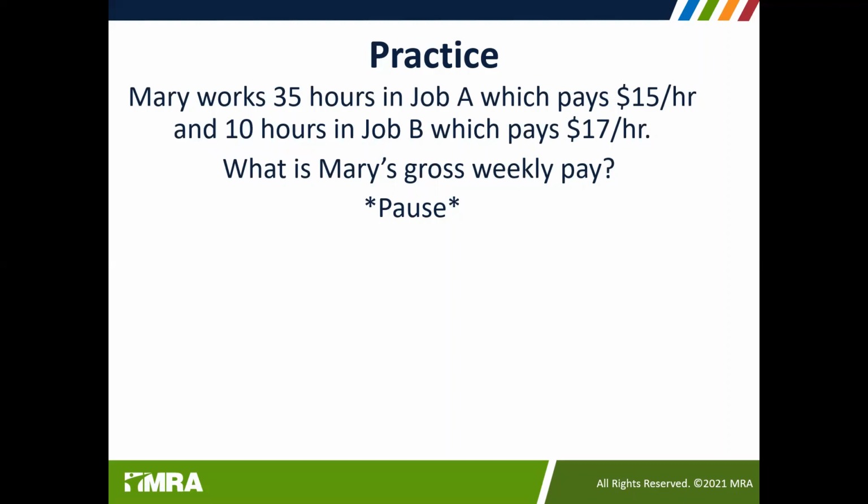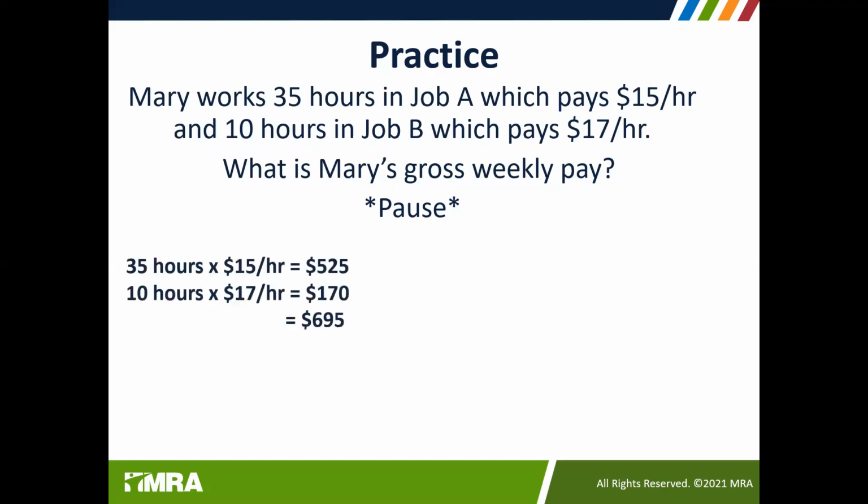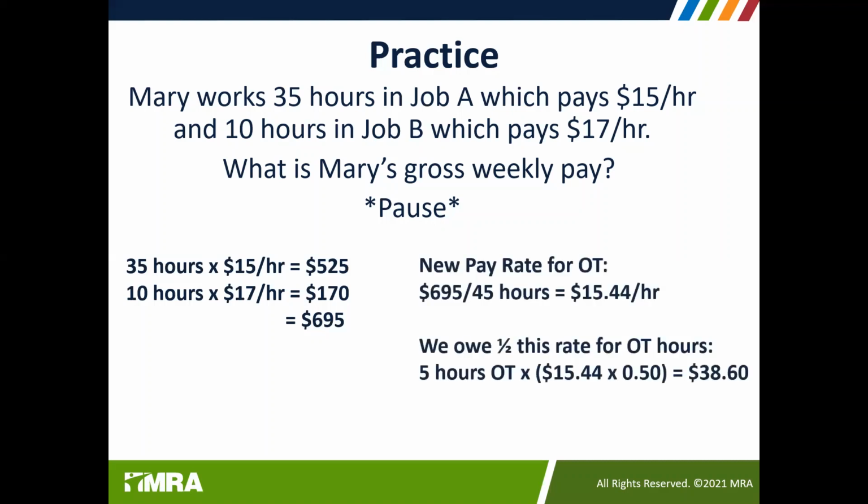Okay, let's check your answer. First, we'll take 35 hours times $15 per hour for time worked on job A, and this yields $525. Next, we will take 10 hours multiplied by $17 per hour for the hours worked in job B, and this yields $170. Adding the two together results in $695. We now need to calculate the new rate for overtime purposes, and this would be calculated by taking $695 divided by 45 total hours worked for a new overtime pay rate of $15.44 per hour.